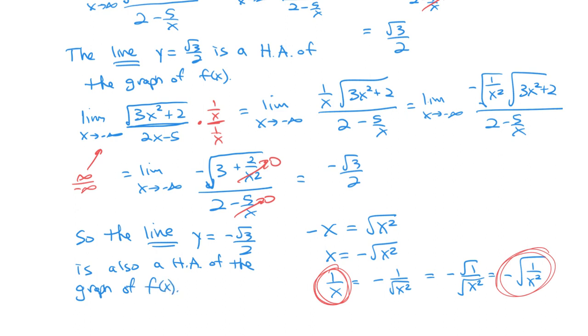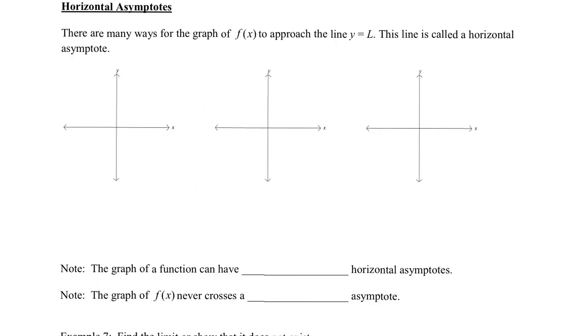Okay, so this graph has two horizontal asymptotes. Let's take a closer look at these horizontal asymptotes. There are many ways for the graph of a function to approach the line y equals L. This line is called the horizontal asymptote. Remember, I know I keep stressing this, but it's because details really matter. A horizontal asymptote is a line, right? It's going to look like y equals L, where L is just some number. Here are a few of them here.